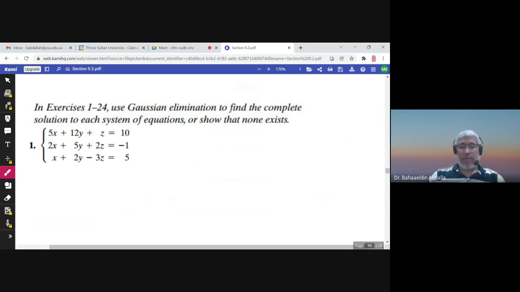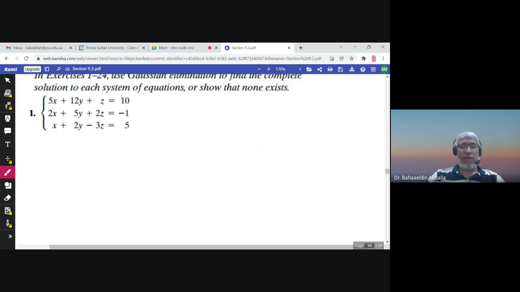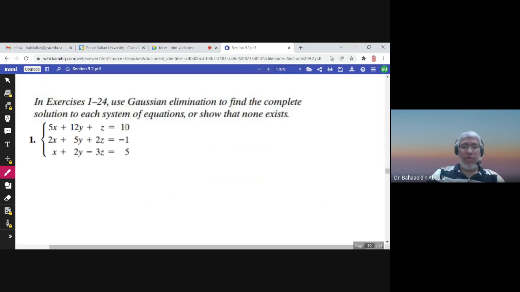These are some exercises about section 9.2, inconsistent and dependent systems. Here we are asked to use Gaussian elimination to find the complete solution to each system of equations or show that none exists. So as usual, to use Gaussian elimination, we start by writing the augmented matrix of the system. Coefficients of x, coefficients of y, coefficients of z, and then the constant terms.